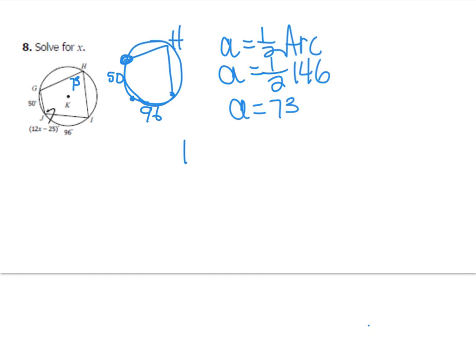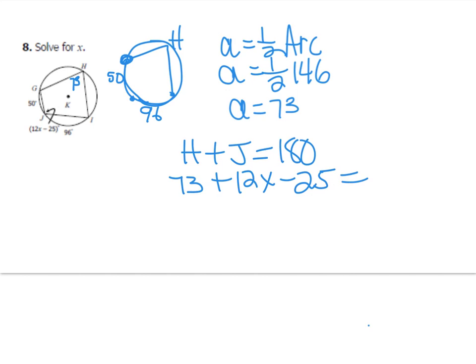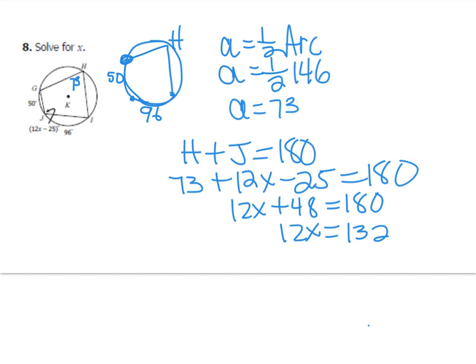We know that H plus J is going to equal 180 because opposite angles of an inscribed quadrilateral are supplementary. So we're going to substitute 73 for H plus 12X minus 25 and set it equal to 180. Let's combine like terms and solve for X. We find out that X is equal to 11. Go back and read the directions. They asked us to only find X, and we're done.